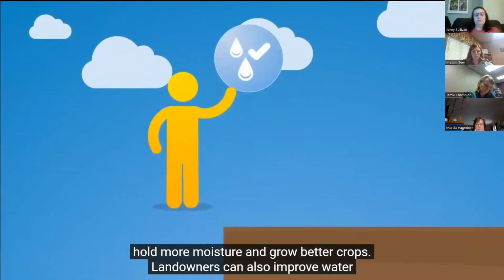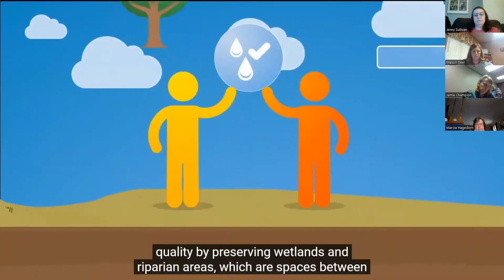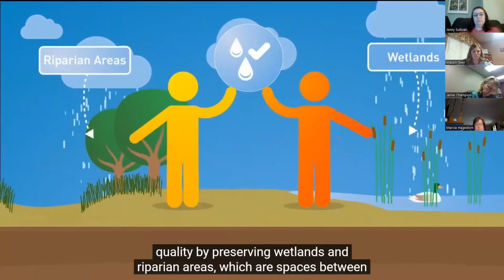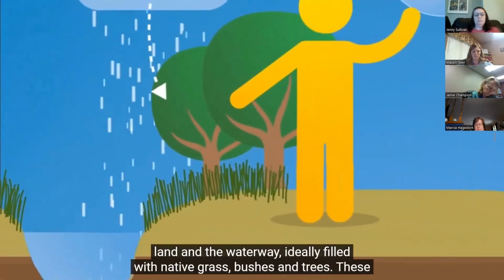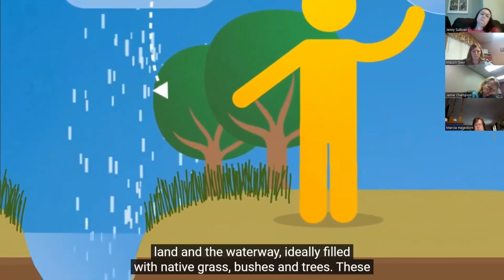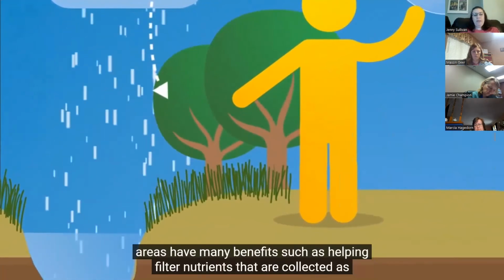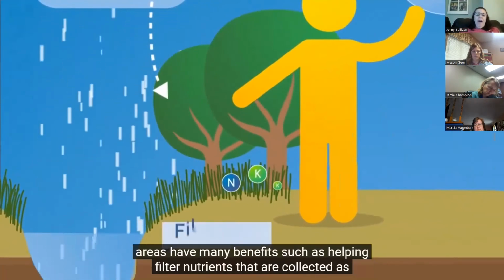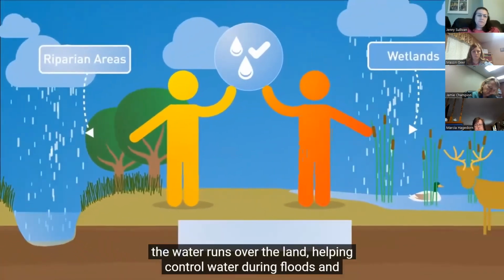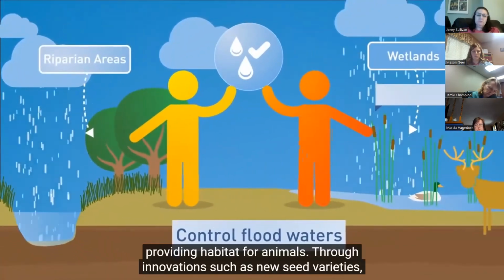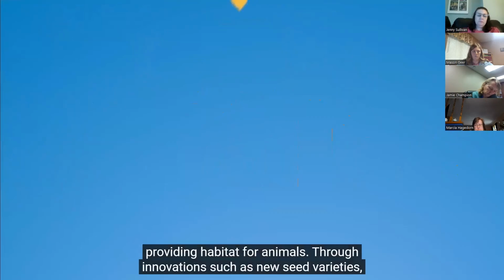Landowners can also improve water quality by preserving wetlands and riparian areas, which are spaces between land and the waterway, ideally filled with native grass, bushes, and trees. These areas have many benefits, such as helping filter nutrients that are collected as the water runs over the land, helping control water during floods, and providing habitat for animals.